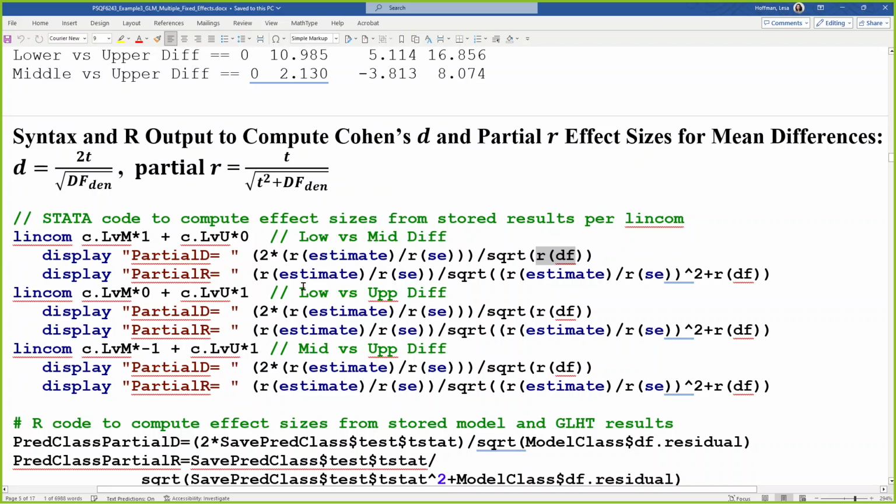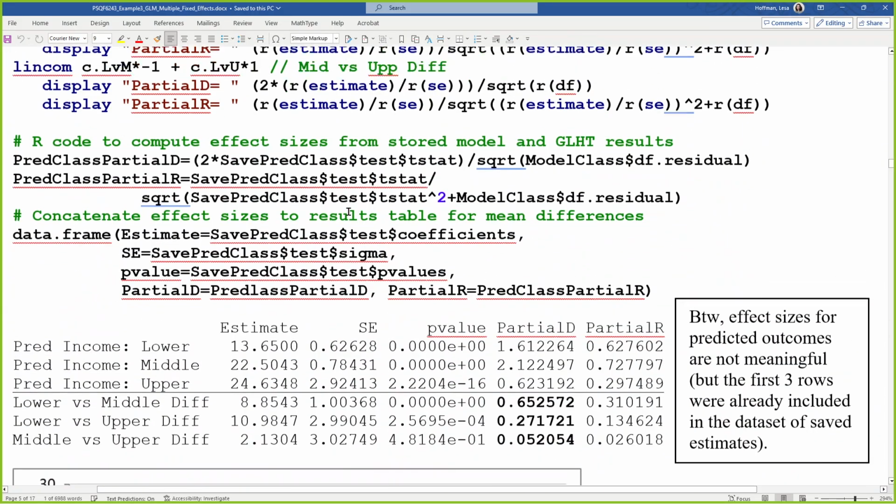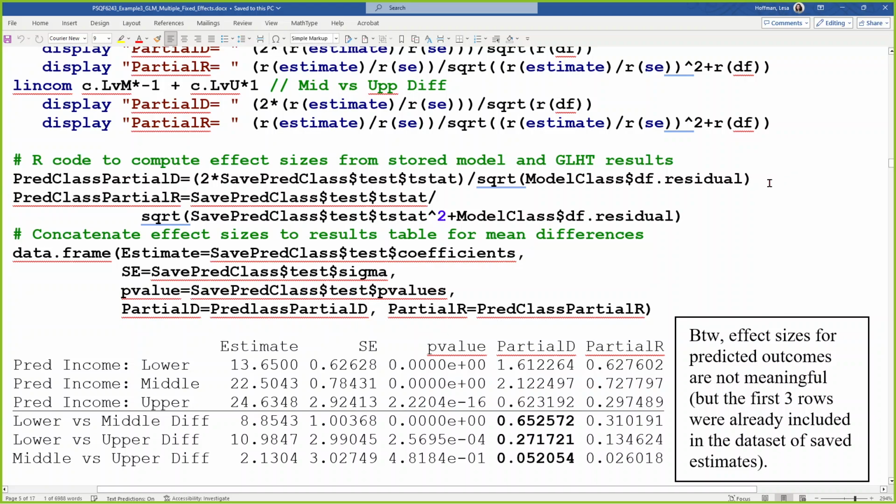If you're using R, then I have some good news and I have some bad news. The good news is that you can copy that and get a D out of it. The bad news is that you have to change everywhere it says something about pred class or save pred class or model class to whatever your stuff is called. However, you're about to be very, very happy with me.